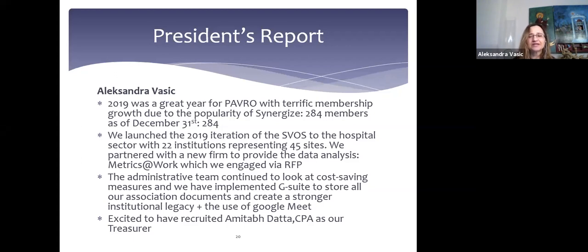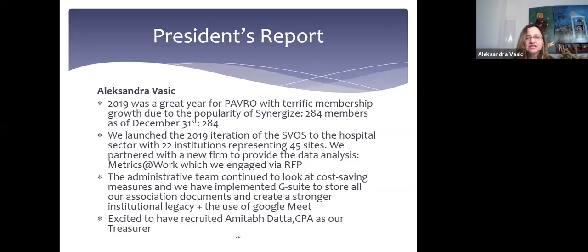And this year we put out an RFP and partnered with a new firm to provide the data analysis metrics at work. And we think it was a much, much better product. There were some significant changes in the way that they actually delivered the reporting, which did cause some issues to some of the hospitals, because then it was harder to compare from 2017 to 2019. But we were very convinced that the way they did the data analysis was much stronger than it had been in the past.